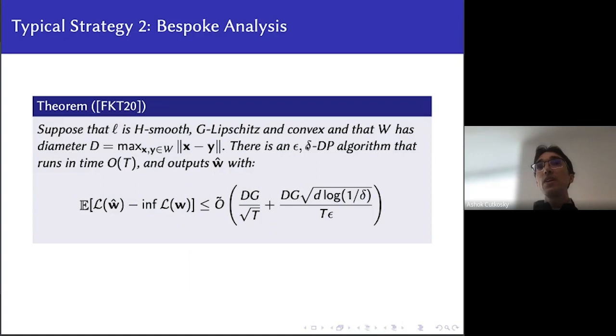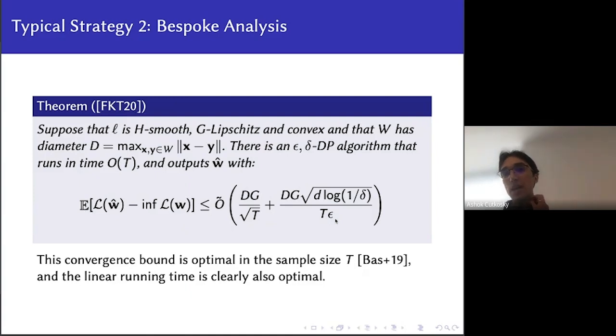Lipschitz, and convex, and that the parameter space W has some diameter, then there is an epsilon-delta DP algorithm that runs in time O(T), and its excess risk is bounded by some DG over root T. And for now, let's not think too much about the DG. The important property is the dependency on T, plus some DG root dimension log 1 on delta over T epsilon. Okay, so again, let's focus mostly on the T dependence here. I'll put the whole thing up just for completeness, but I think it's better to think mostly about the T and the epsilon. So here it's 1 on root T plus 1 on T epsilon.